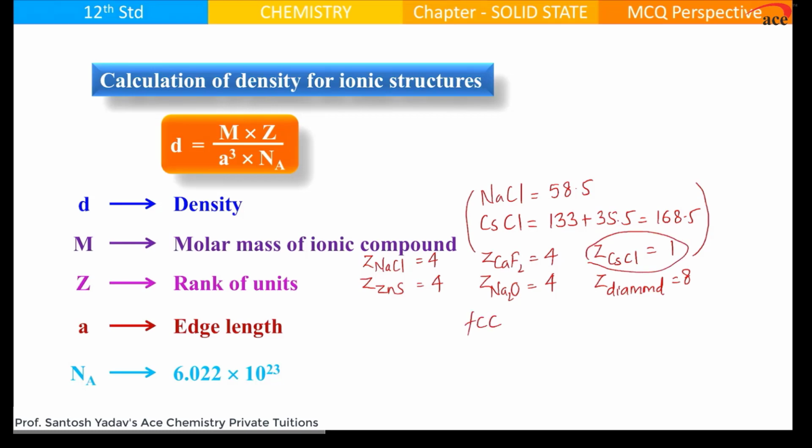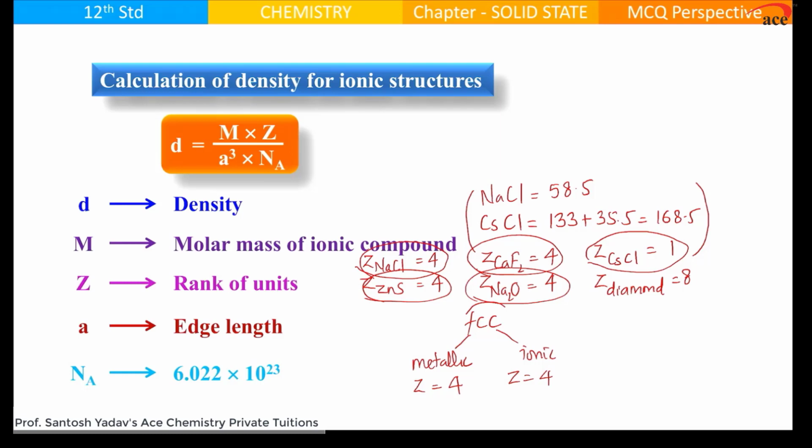Now if you take FCC, there are two types of FCC, metallic and ionic. Metallic solids have rank 4 and all ionic solids with FCC are also 4. So we don't worry about FCC whether you are dealing with a metallic or ionic solid. Remember, in metallic solids all the spheres were of the same size, and for ionic solids the spheres are of different sizes. Diamond, although we learned it along with ionic solids, is not an ionic solid. We learned it because it was similar to zinc sulfide.